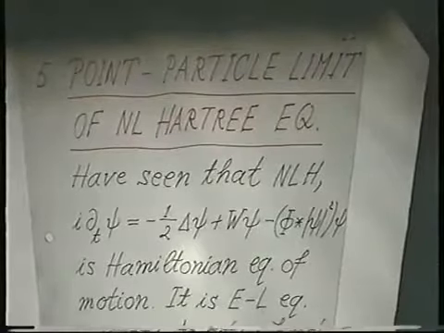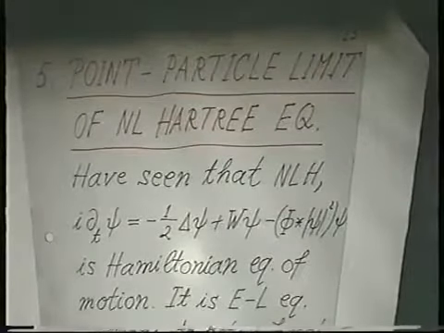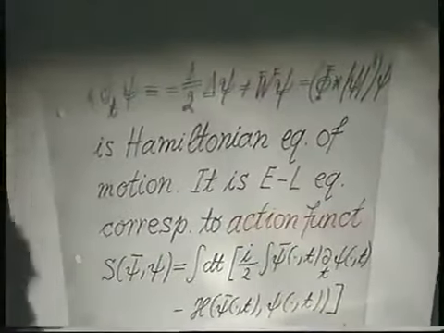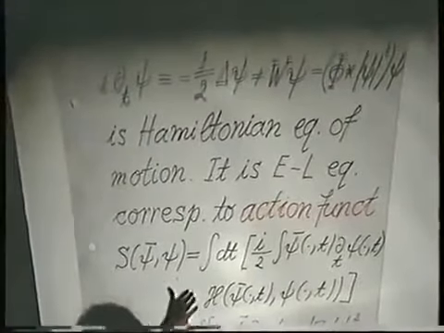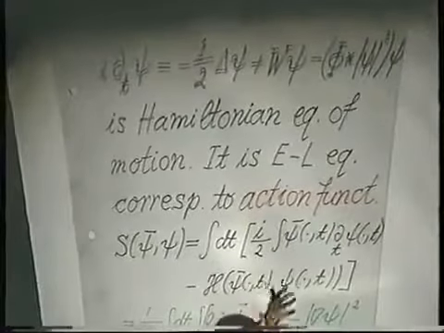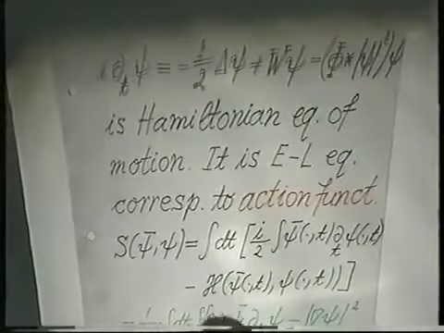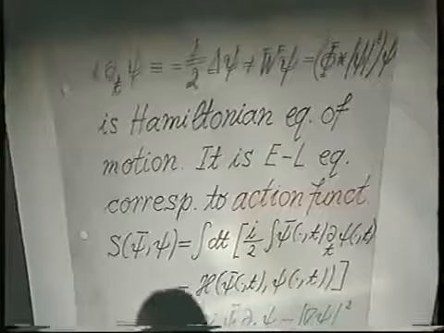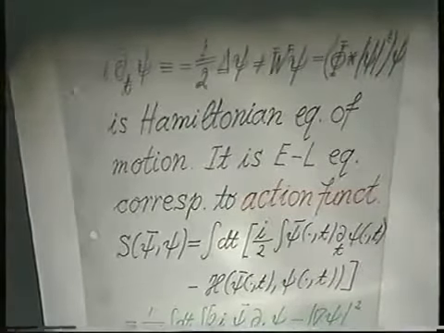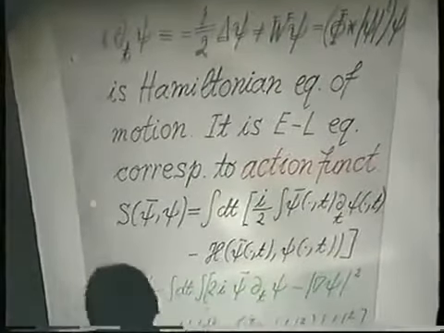So let's now look again at the nonlinear Hartree. We have seen it's a Hamiltonian system. Let's look at the action. Well, the action is always obtained the same way. You integrate over time the Lagrangian, which is i over 2 psi bar dt psi minus the Hamilton functional. And I wrote out what it is.